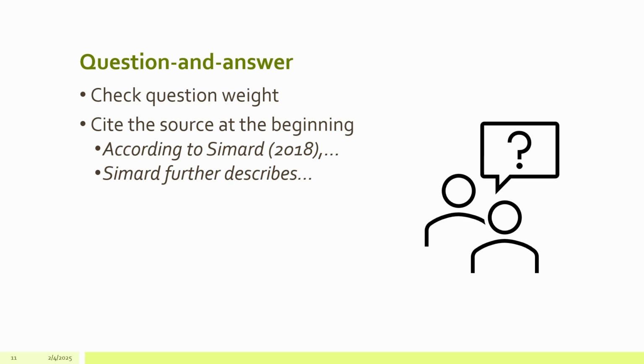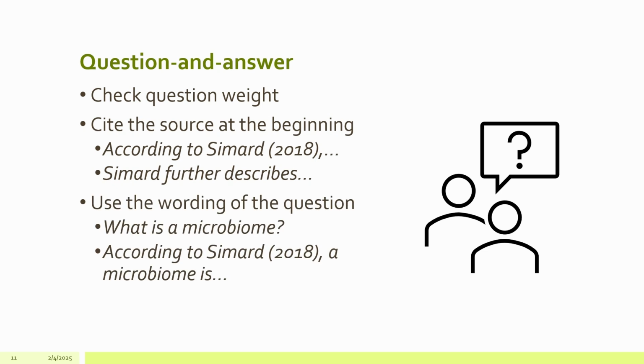You can also use this tip when summarizing, such as when reporting the findings of an article in an annotated bibliography or literature review. For clarity and to ensure you've answered the question, turn the wording of a question into a statement to begin. For example, what is a microbiome becomes, according to Simard 2018, a microbiome is.